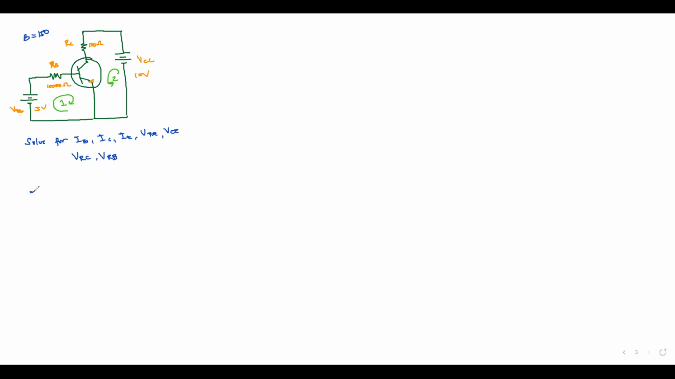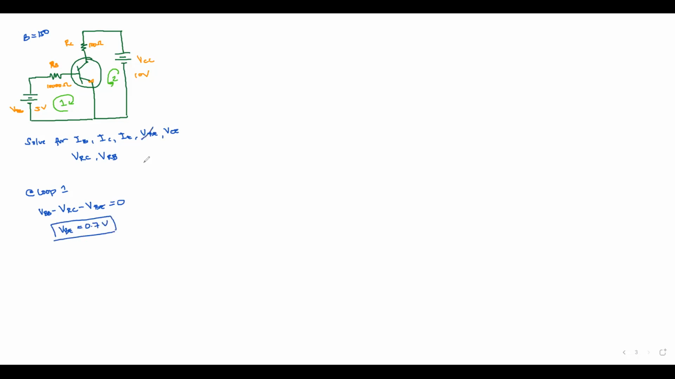So let's start at loop 1. This is now my loop, so we follow the loop. We could now say VBB minus VRC minus VBE is equal to 0. Again, VBE here is constant at 0.7 volts.